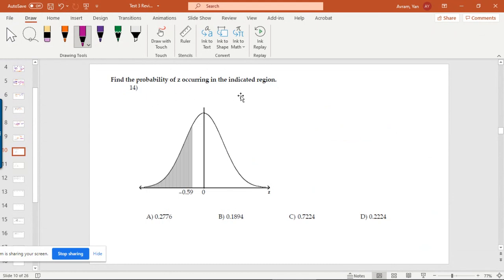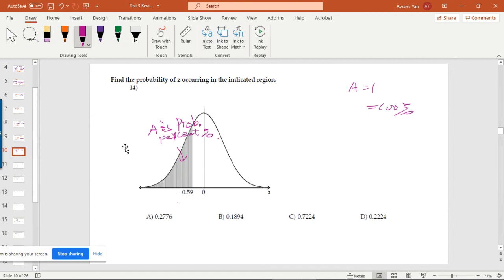Number 14, find the probability of the z-score occurring in the indicated region. Remember, in the bell curve, the area is the probability. Sometimes we also call it a percentage, how many percent, because the total area is equal to 1, right? 1 is also called 100%. This is different than the percentile. So how many percent to the left?